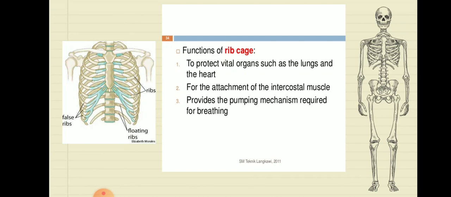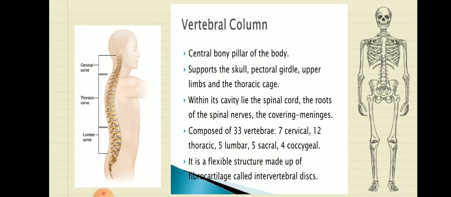The different ribs have different names, so that we are all going to study in our further classes. But for now, we just need to know what are the vital or the major functions of the rib cage. Then we will move further with the vertebral column or the backbone.